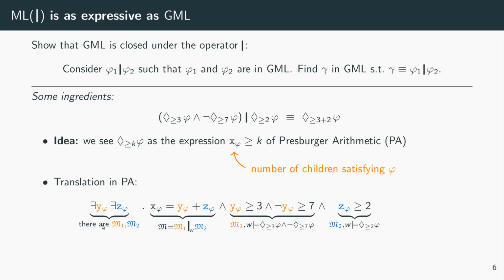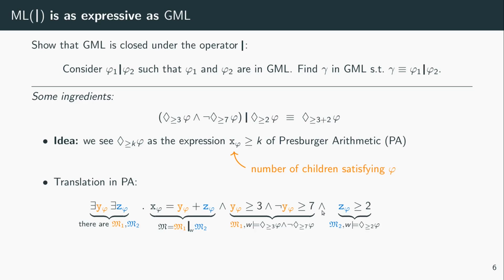So for instance, instead of saying that there are two models M1 and M2, we'll say that there are two values for the variables y phi and z phi, where y phi stands for the number of children in M1 satisfying phi, and z does the same for M2. The chop operator here, M equals M1 chop M2, becomes the expression x, so this is the number of children in M satisfying phi, equals y plus z. And then the expression of graded modal logic, we treat by simply replacing the expression diamond greater or equal than k phi with the equivalent expression from Presburger arithmetic. Lastly, the chop operator simply becomes a standard conjunction.